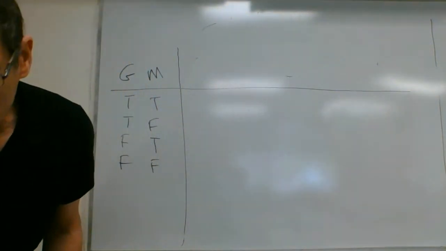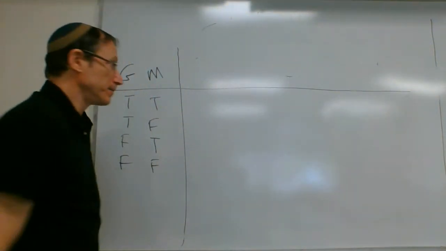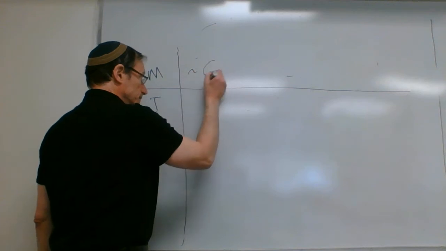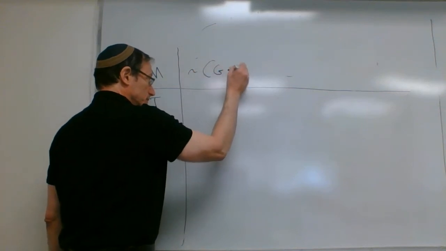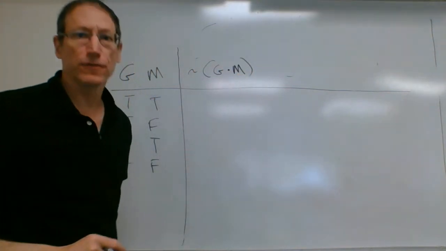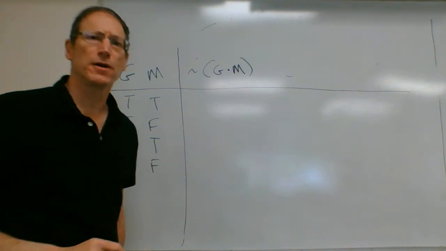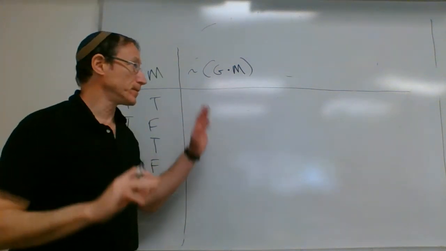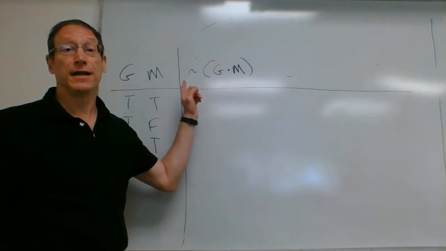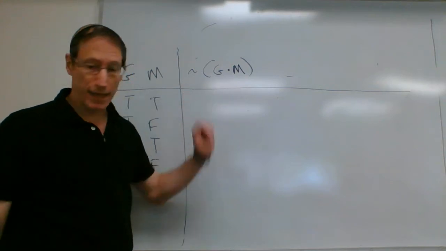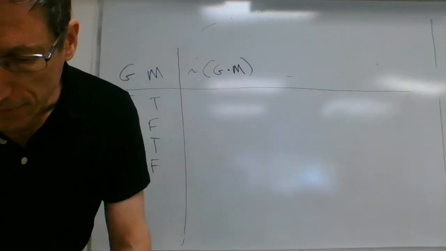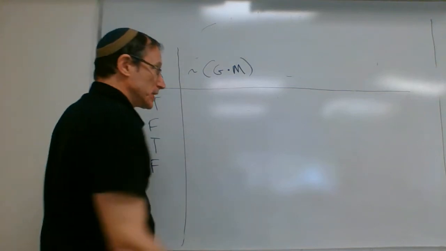We have not (G dot M). That's the first premise. I hope you can see. I hope the glare is not bothering you from the board. This says not, parenthesis G dot M. The second premise is M wedge not G.